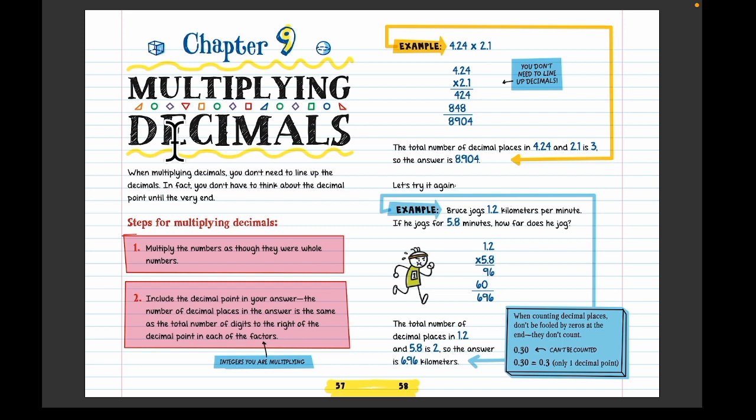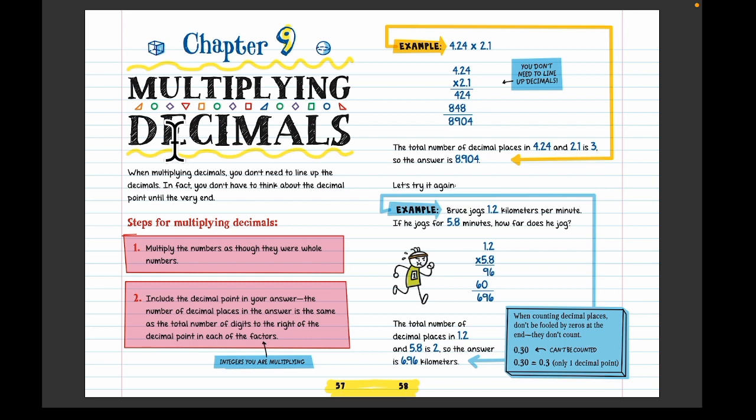Let's try it again. Example. Bruce jogs 1.2 kilometers per minute. If he jogs for 5.8 minutes, how far does he jog? The total number of decimal places in 1.2 and 5.8 is 2, so the answer is 6.96 kilometers.